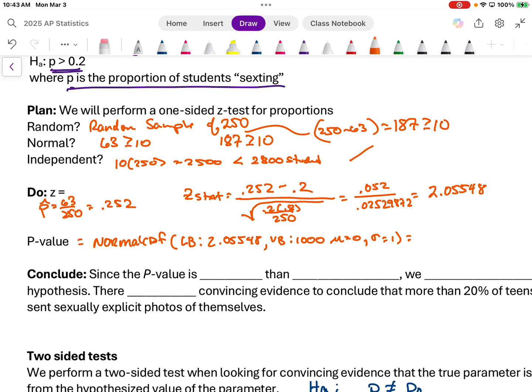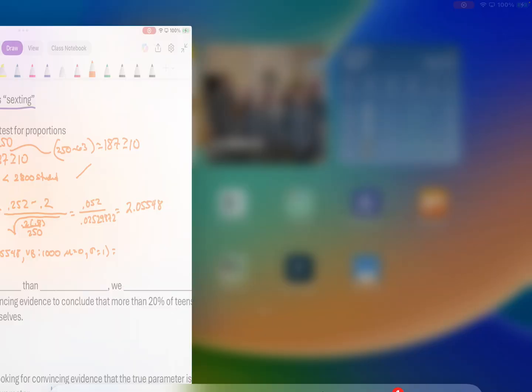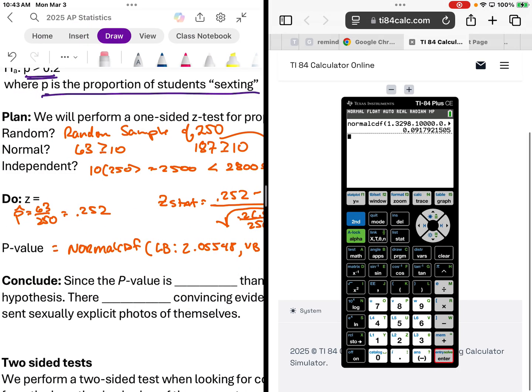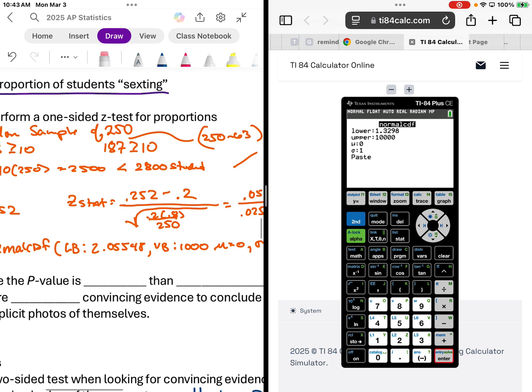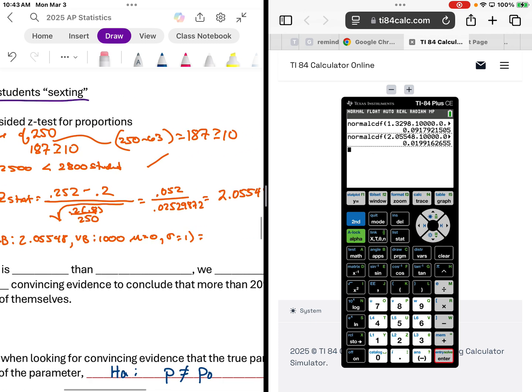And then we go to the calculator. And then type in what I have here. Let's see. So with that in mind, 2.05548. Leave those alone. Enter through, and I get 0.0199.